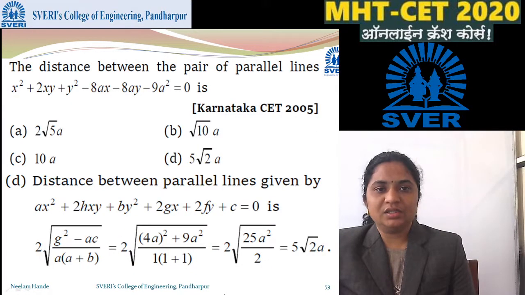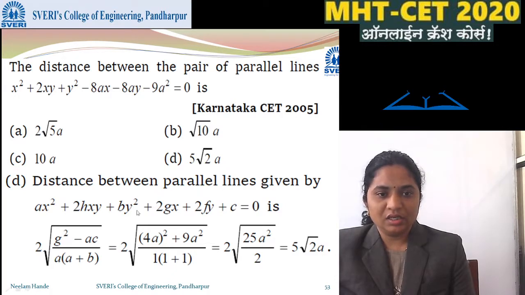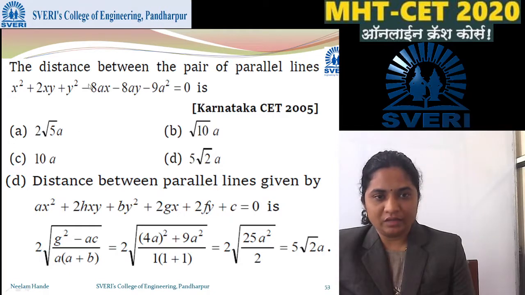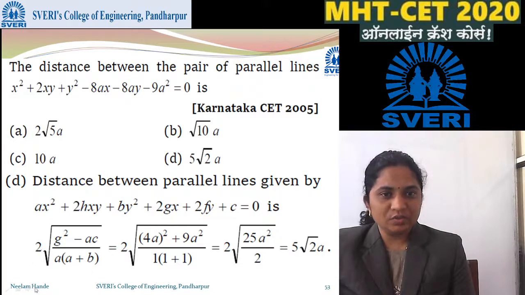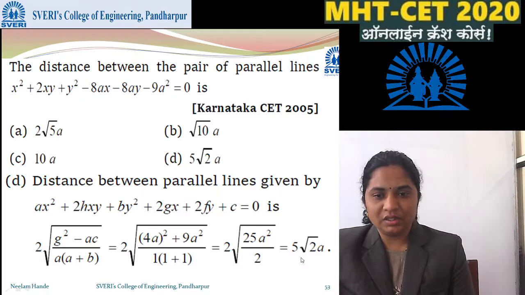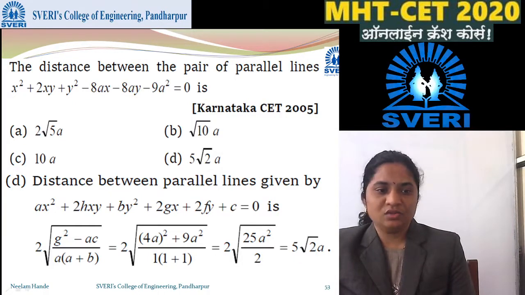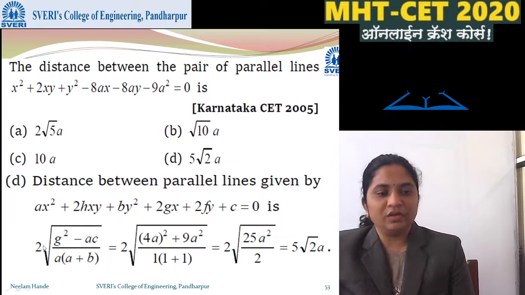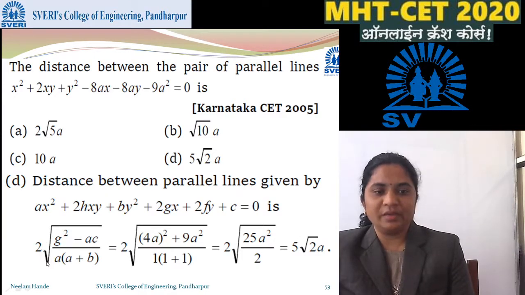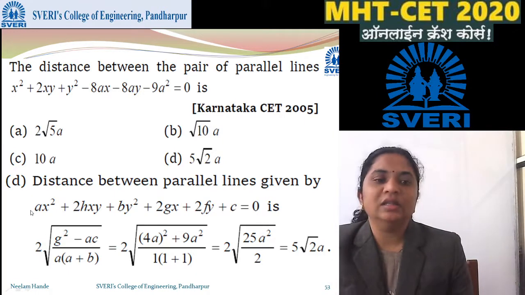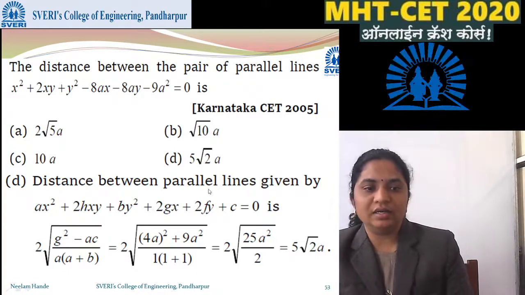Next, again the distance between the pair of parallel lines. The equation is here. Comparing, we find A, B, C, F, G, H, all the values. Substituting in this formula, we get 5 into root 2a. So you know one more very important formula, that is 2 into root of g square minus ac upon a into a plus b. This is the distance between the parallel lines.